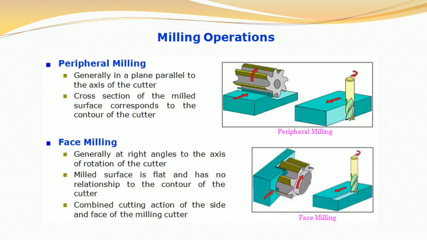Now talk about milling operations. At first, peripheral milling. There is a figure of peripheral milling, generally in a plane parallel to the axis of the cutter. Cross-section of the milled surface corresponds to the contour of the cutter.